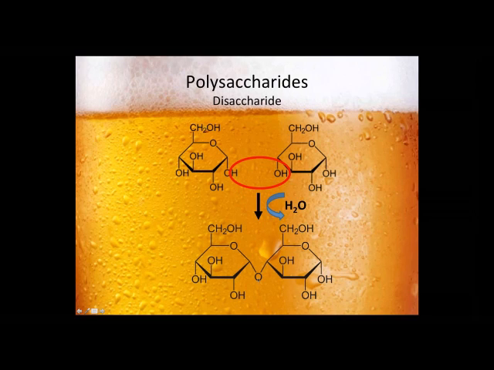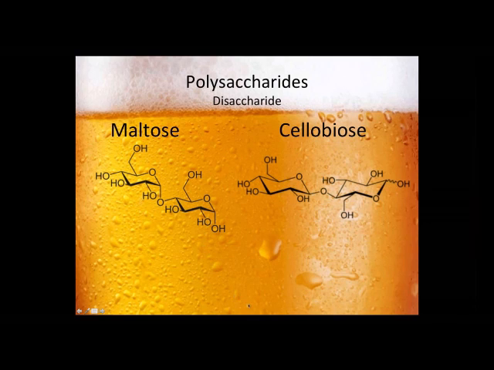We can also have a beta configuration where this hydroxide is up. When it's in the alpha, we get maltose. You can see this one was down, we get a maltose. Over here, this would be in the beta, up. This gives us a cellulose structure.